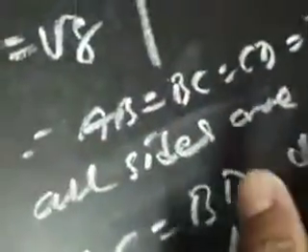So here all sides are equal. AB is equal to BC is equal to CD is equal to DA, all sides are equal and the diagonals are also equal. So ABCD is a square. So number 1 is a square quadrilateral. Now we check number 2 and 3.